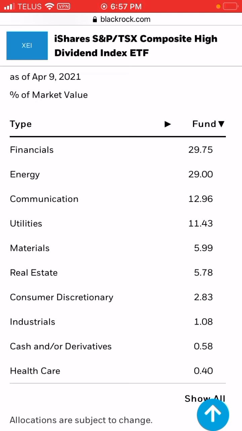So if we go back in here, I'm going to buy this stock. And the yield, if we take the 2020 dividend yield, it's at 4.34%. But for 2021, it could be either lower or higher. It depends on the stocks inside the XEI. If they are going to raise or lower the dividends, it's going to affect the dividend of the XEI.